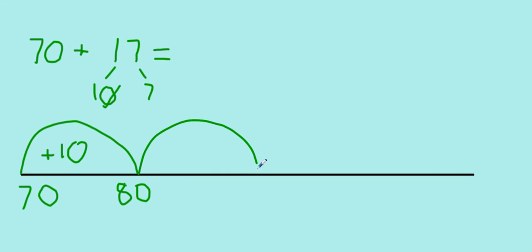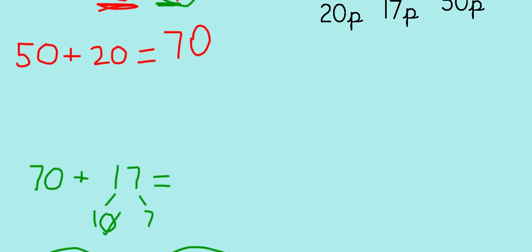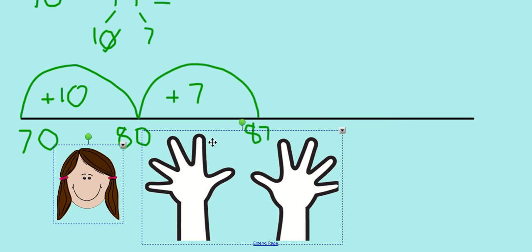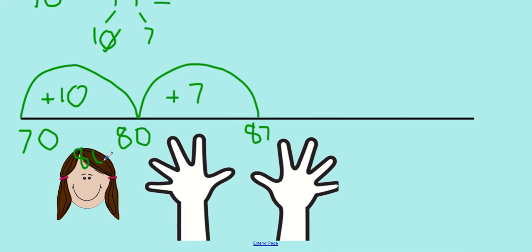Now I'm going to add my 7. Now you might already know that 80 and 7 makes 87. It's a nice round number with a 0 on the end, so you just add on the 7. If you're not sure, why don't we use our fingers? There's never harm in just checking, is there? Okay, so 80 going on my forehead. I'm going to count on 7. Here we go. 81, 82, 83, 84, 85, 86, 87. Wonderful. We were right.